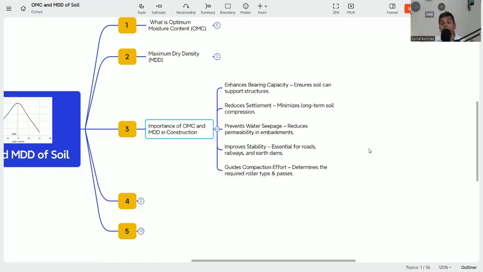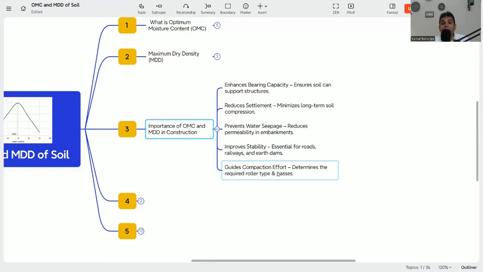How? You need to compare with the OMC and MDD of that soil. That is why whenever you start backfilling or filling work, you need to know the OMC and MDD of that particular soil. Otherwise, if you are not well aware of the OMC and MDD, the settlement or the compaction of the soil will not be achieved as per the requirement. So this will give an erroneous result and structural stability will be a problem.